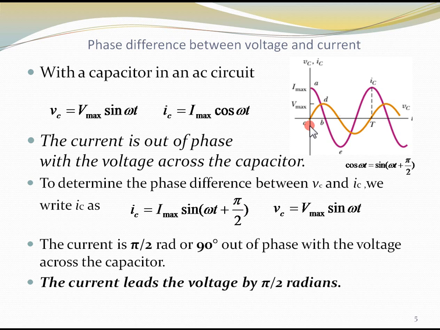In terms of graphs, if this is the voltage curve, the current curve should be this one. When the voltage is 0, the current is maximum. When the voltage is maximum, the current is 0. When the voltage is 0, the current is maximum. They are not in step, or they are out of phase. And in this case, for the capacitor, the current leads the voltage by pi over 2 radians.